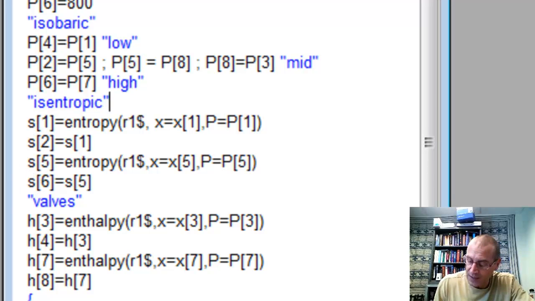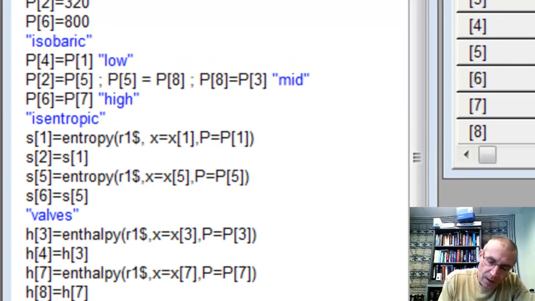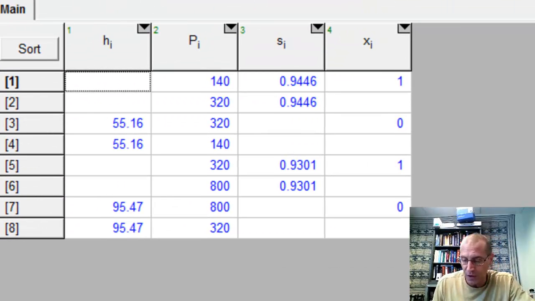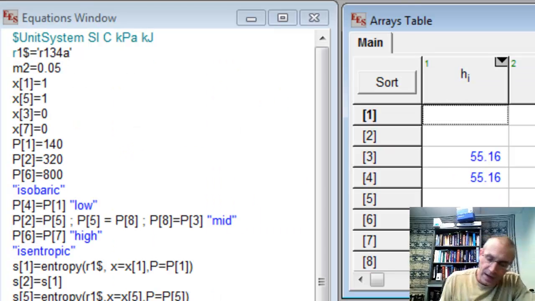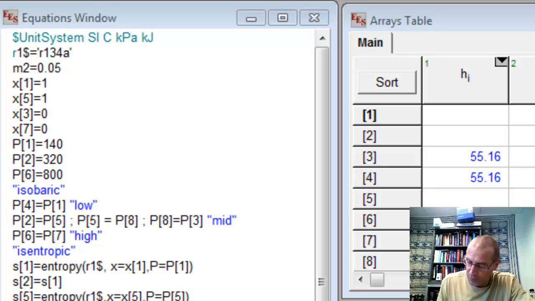And then we have the isenthalpic valves, which go between points 3 and 4 and points 8 and 7. So if I go ahead and solve that, at this point, if I look at my array table, I realize I have every pressure specified, 1 through 8. At 4 of the points I know the entropy, and at the other 4 points I know the enthalpy. So therefore, I have 2 independent intensive variables. So I can now start solving for things like my coefficient of performance.